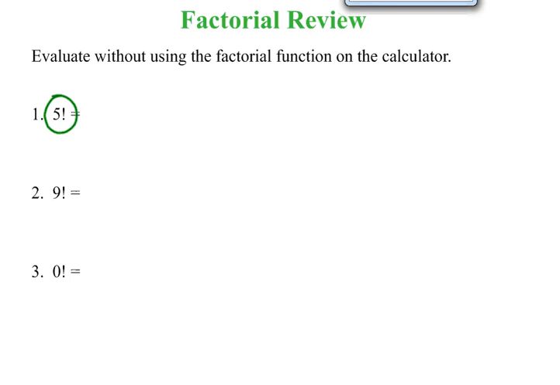It represents a factorial. And what a factorial is, it's when you take the number that you see there, 5, and you multiply it by every number less than it down to 1. So times 4, times 3, times 2, times 1. So 5 factorial equals 5 times 4 is 20, 20 times 3 is 60, 60 times 2 is 120.